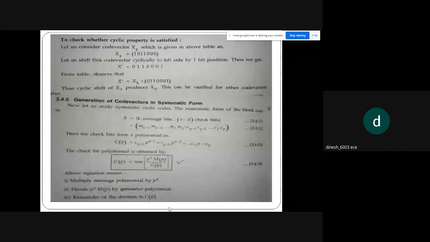So keep in mind generation of code vectors in systematic form. The formula is c of p is equal to remainder of p power q m of p divided by g of p. First we should multiply the message with p power q, then divide that with generator polynomial g of p, then the remainder we get is c of p.